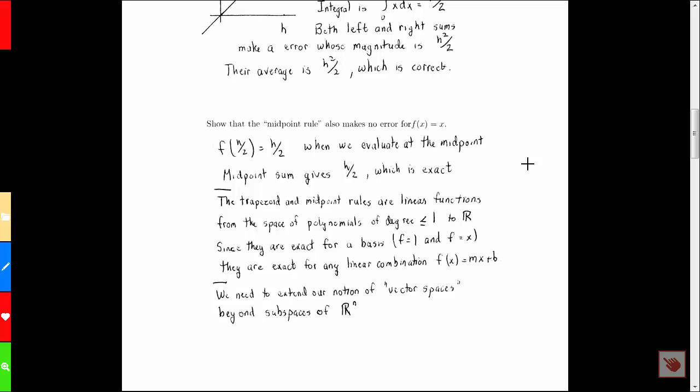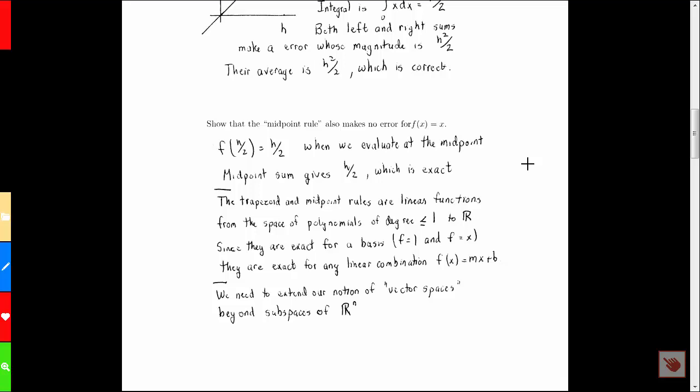Now, a fancier way of looking at this is both the trapezoid rule and the midpoint rule define linear functions from the space of polynomials whose degree is less than or equal to 1 to the real numbers. They're exact for the constant function f equals 1, and they're exact for the identity function f of x equals x, and therefore, by linearity, they're exact for any linear combination, any function of the form f of x equals mx plus b. We can't really formalize this sort of reasoning yet, though, because we need to extend our notion of vector space a bit.